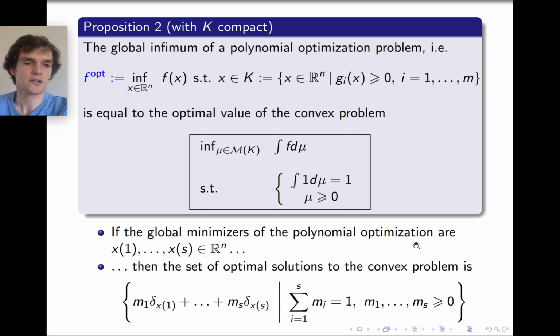Okay, and so in particular, you could take the mass to be 1 at one Dirac and have the mass 0 at all the other Diracs. So you could have one of those global minimizers. Just that Dirac would be a global solution to this problem, or you could take uniform weights for all the Dirac measures.